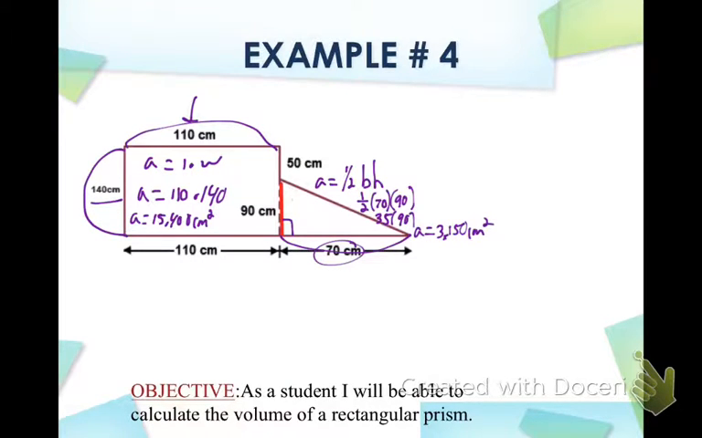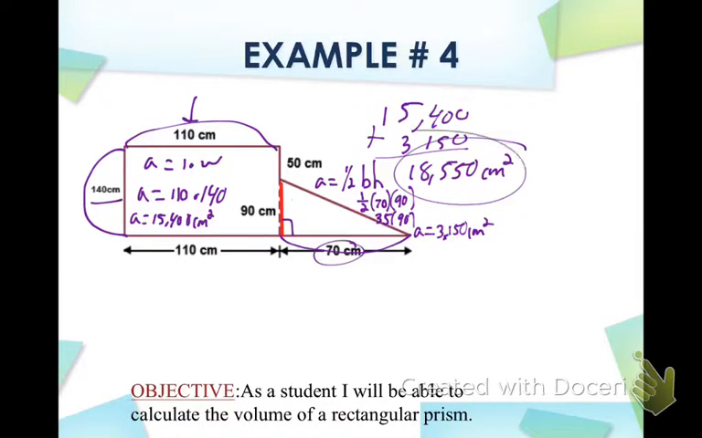So what do we do? Well, just like in all, we need to add those two together. So what do we got? Well, we have 15,400. My finger's not working. Plus 3,150, and that will give us 18,550 centimeters squared, and that is our area of this entire shape. So that's what we need.